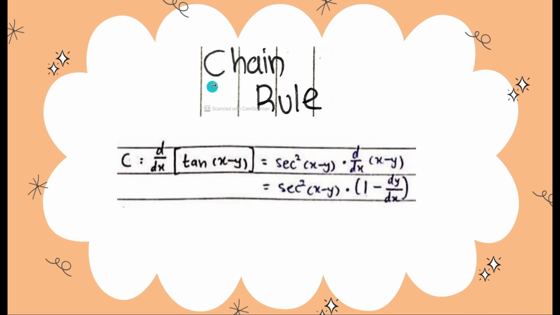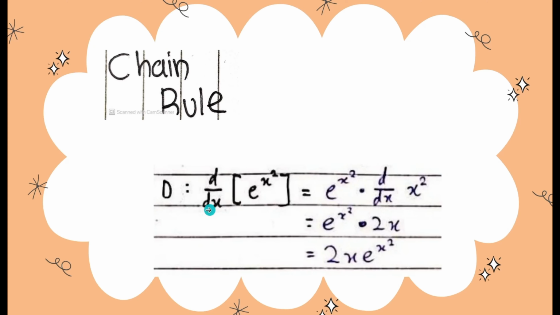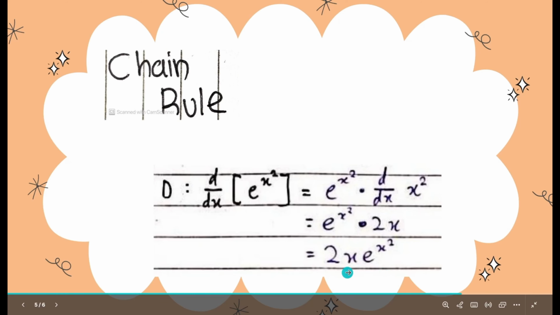For part C, we differentiate tangent of x minus y by using the chain rule. The answer is secant squared of x minus y times d over dx of x minus y, and the last answer is secant squared of x minus y times 1 minus dy over dx. For part D, we also use the chain rule. We differentiate exponential to the power of x squared, and after differentiating we get 2x times exponential to the power of x squared.